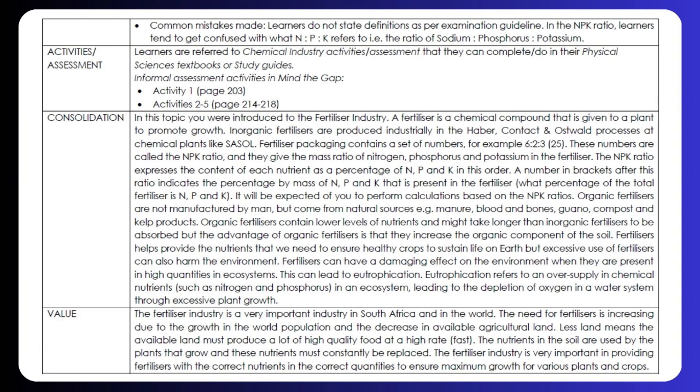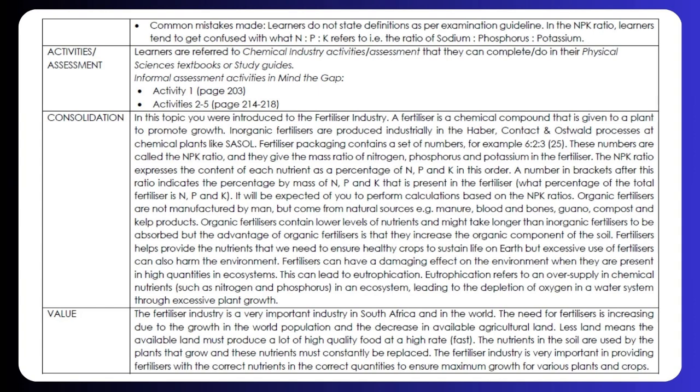Fertilizer packaging contains a set of numbers, for example 6:2:3 (25). These numbers are called the NPK ratio, and they give the mass ratio of nitrogen, phosphorus, and potassium in the fertilizer. The NPK ratio expresses the content of each nutrient as a percentage of N, P, and K in this order. A number in brackets after this ratio indicates the percentage by mass of N, P, and K that is present in the fertilizer. What percentage of the total fertilizer is N, P, and K? It will be expected of you to perform calculations based on the NPK ratios.